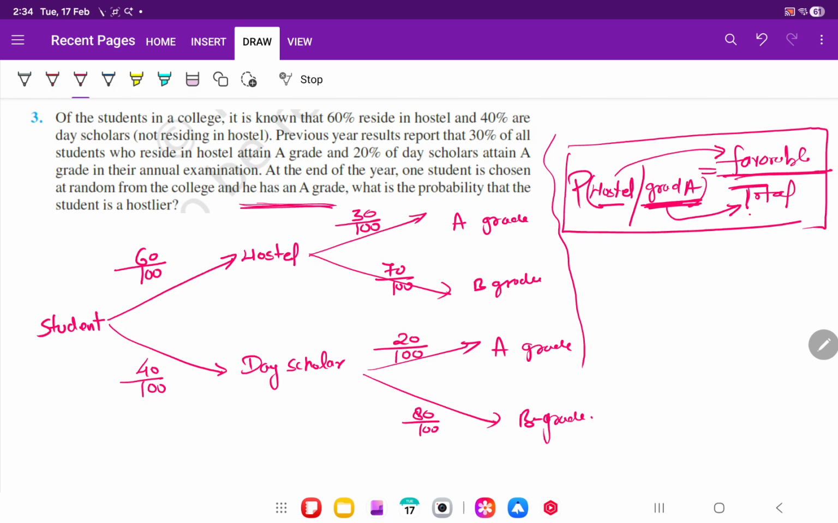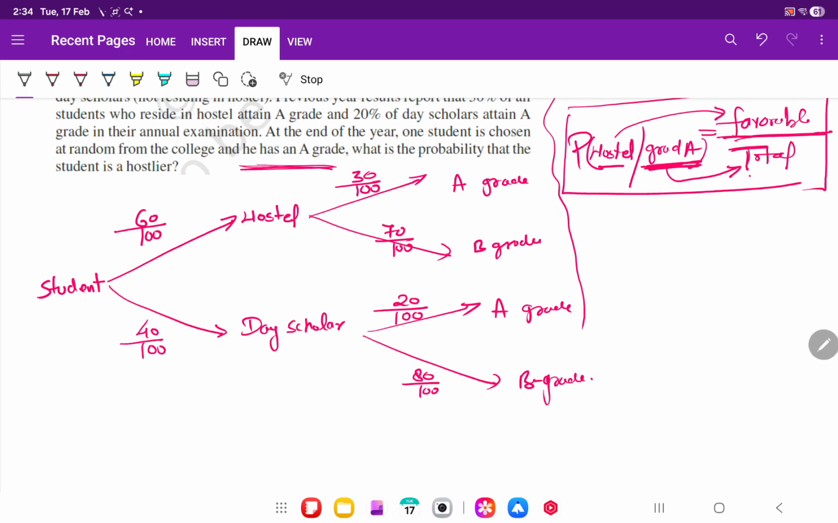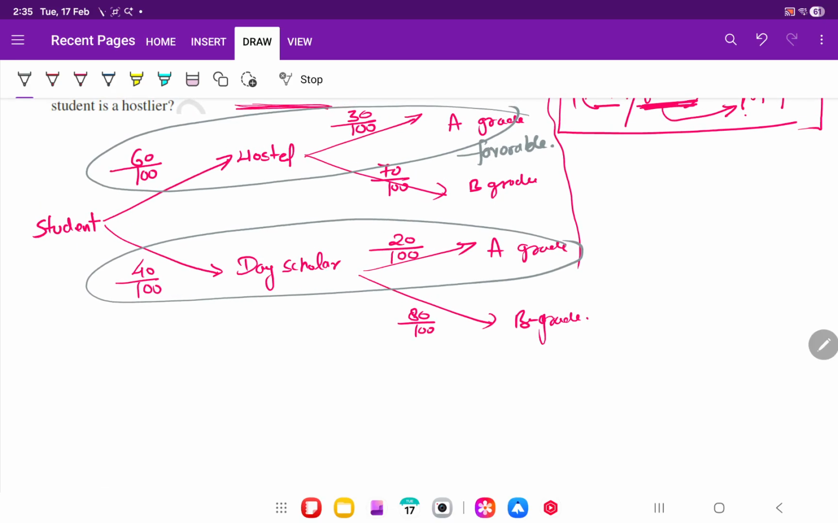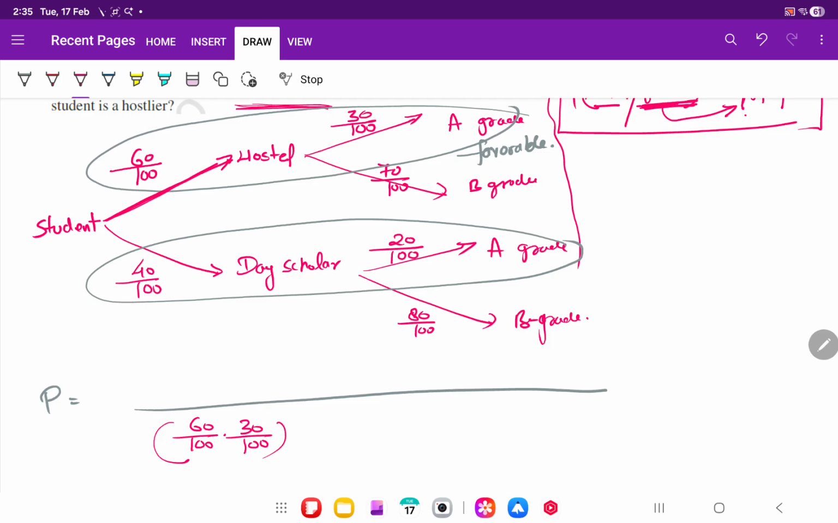So what are the favorable conditions here? The favorable is this, that they have grade A, or this, they have grade A. Correct? Out of that, this one is favorable. So let me write down the probability. Total is they live in hostel and they got grade A. Okay? They live in hostel and got grade A.